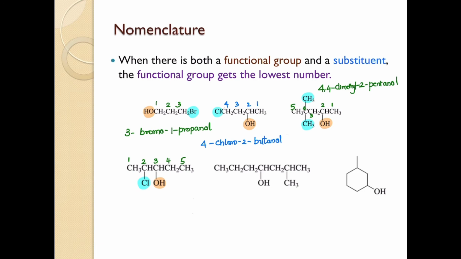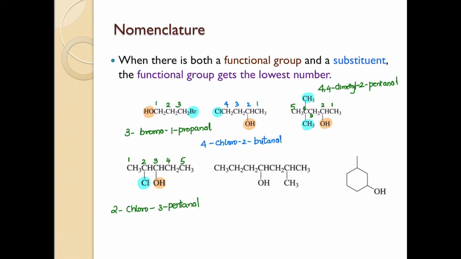Okay, let's find the name for this. Because it has 5 carbons in the parent chain, it's going to be called pentanol. And the hydroxy group is actually present on the 3rd carbon, so it's going to be 3-pentanol. And the chlorine is present on the 2nd carbon, so it's going to be 2-chloro, 3-pentanol.